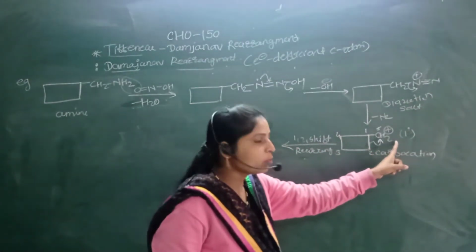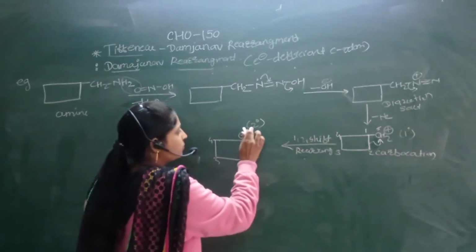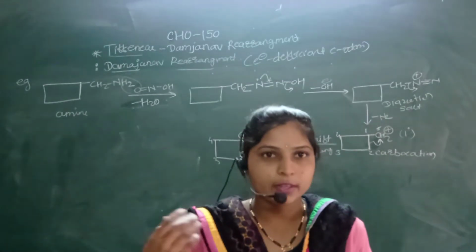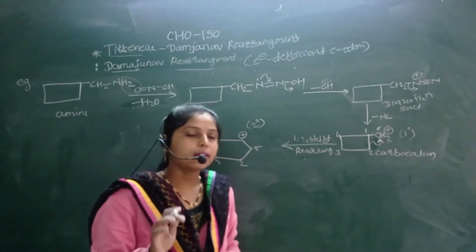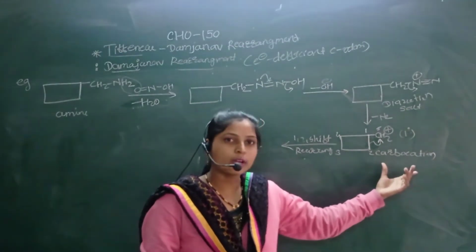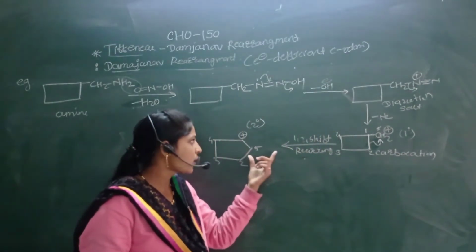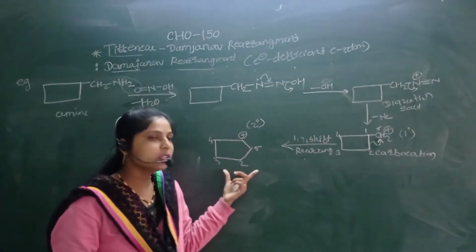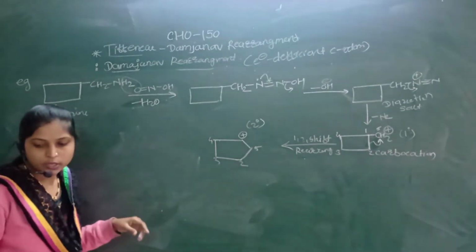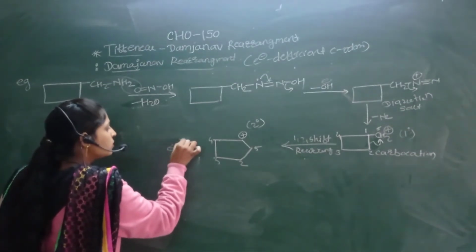See here, the formation of the primary carbocation, and here the formation of the secondary carbocation. You know very well the stability of carbocations: a secondary carbocation is more stable than a primary carbocation. So here is the conversion of the primary carbocation to the secondary carbocation, and this intermediate is well stabilized. In the next step we simply take the nucleophile, that is H2O.